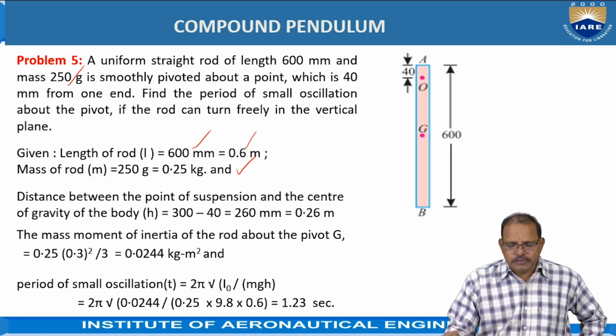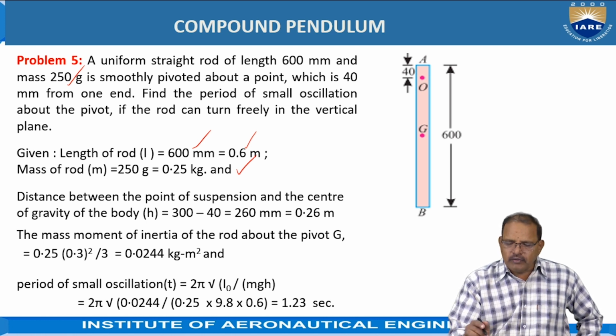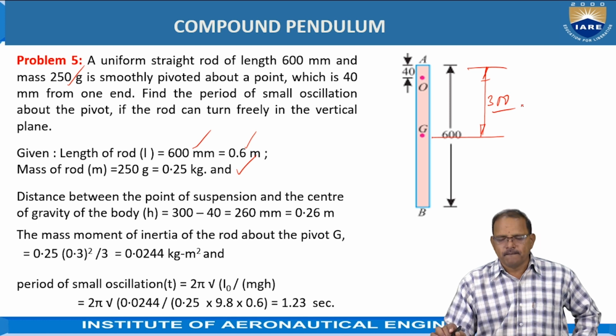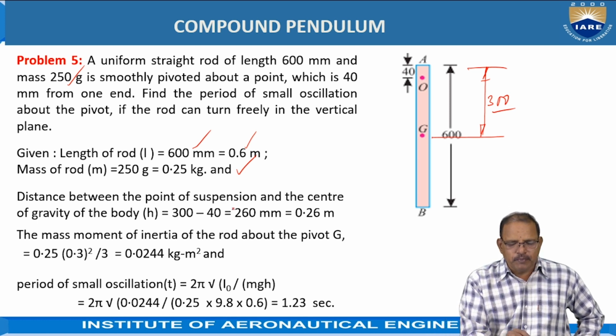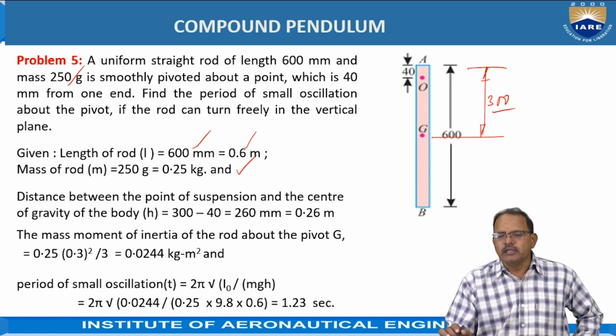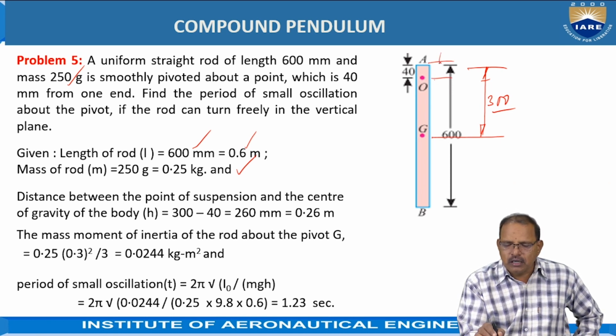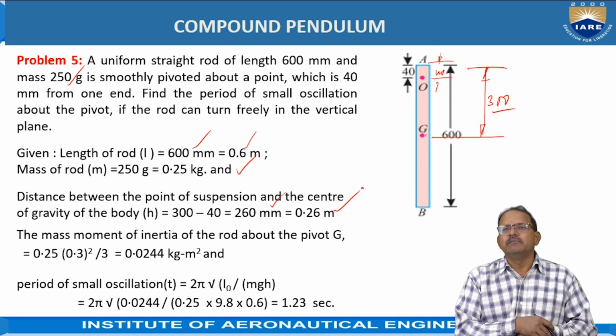The distance between the point of suspension and the center of gravity of the body. Here, the center of gravity always lies at its center. That means from one end, it is at a distance of 300 mm. So the distance between the point of suspension and center of gravity is equal to 300 minus 40, because it is suspended 40 mm from one end. So the distance OG is equal to 300 minus 40, which is equal to 260 mm, or equal to 0.26 meters.